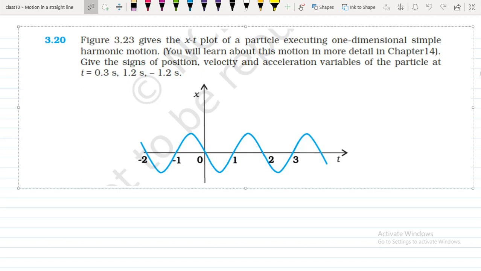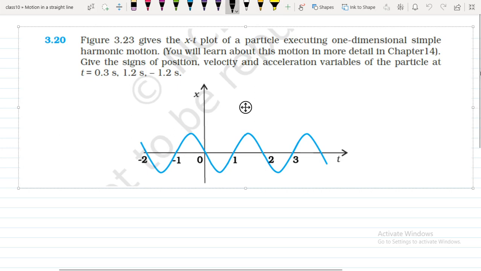Hi guys, let's try one more problem. The following figure gives the displacement versus time plot of a particle executing one-dimensional simple harmonic motion. You will learn about this motion in detail in chapter 14. Give the sign of position, velocity and acceleration variables of the particle at t equal to 0.3 second, 1.2 second and minus 1.2 second.